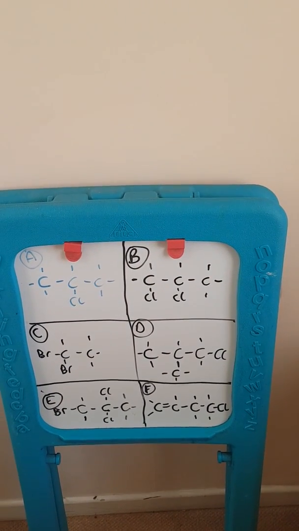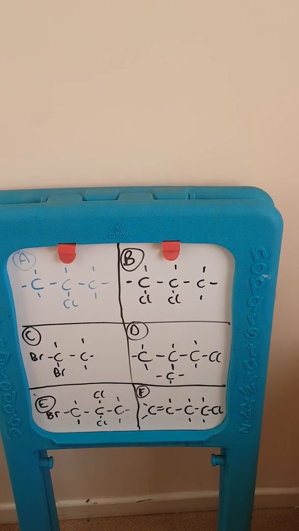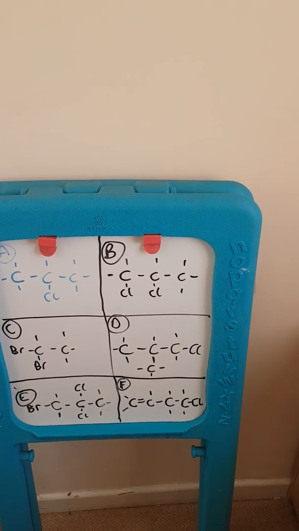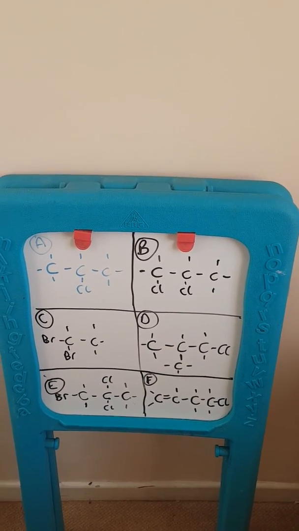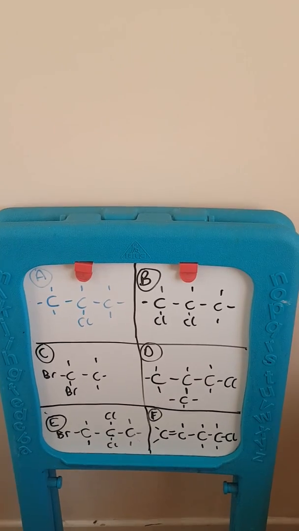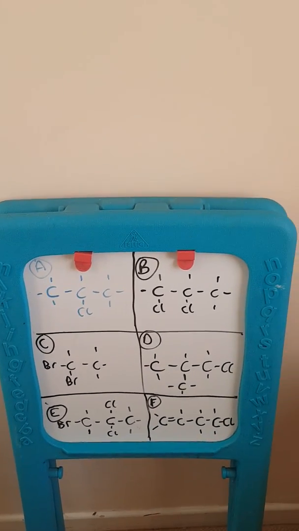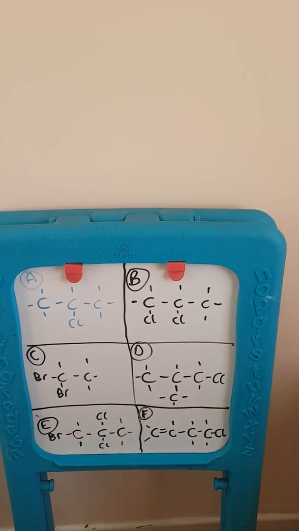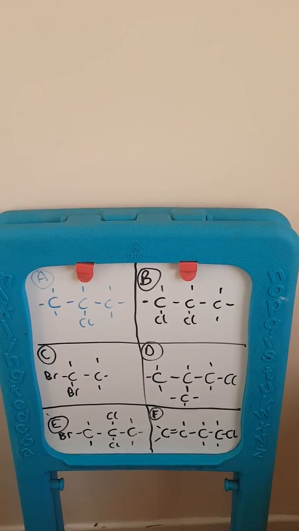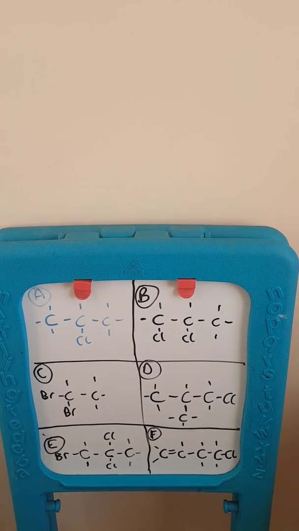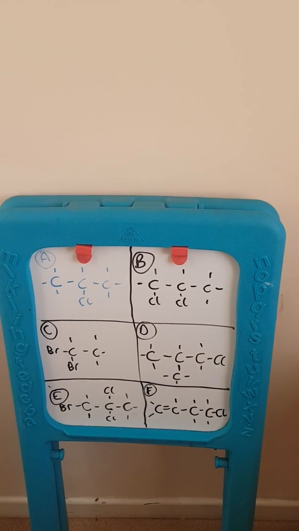Okay, pause the video and write the names of all 6. Resume when you think you've finished. Okay, now A should have been straightforward, 2-chloropropane. B, 1,2-dichloropropane. Hope you've put the di. If you haven't, no mark.